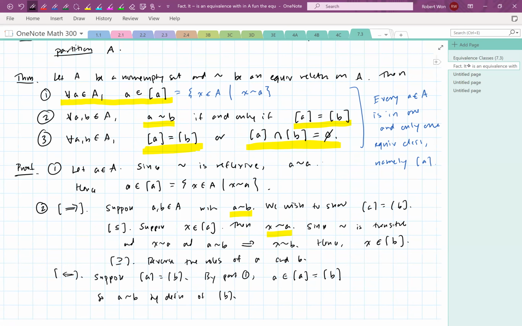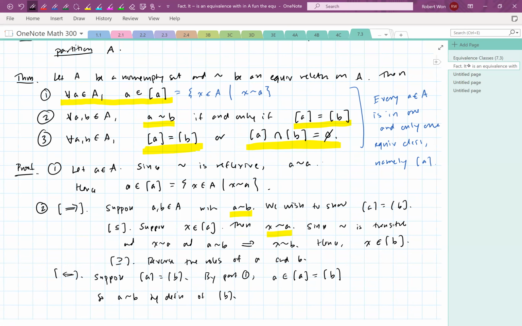Now what do I need to show? I need to show these two equivalence classes are equal. Right now I know that they share an element. But by part 2, if I knew that A and B were equivalent, then I would know that they determine the same equivalence class.